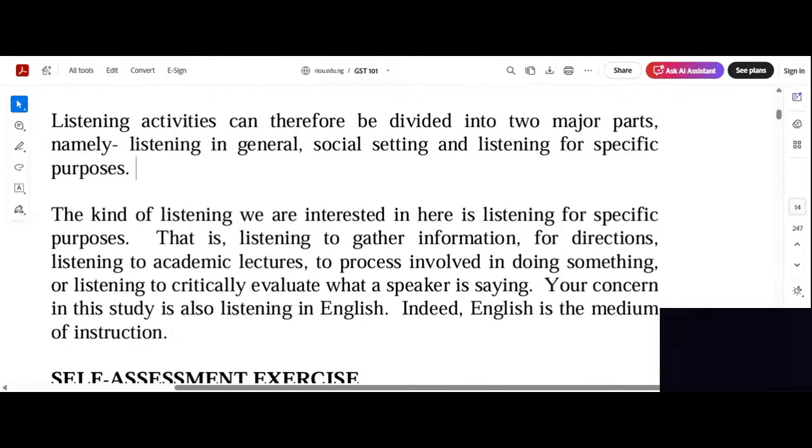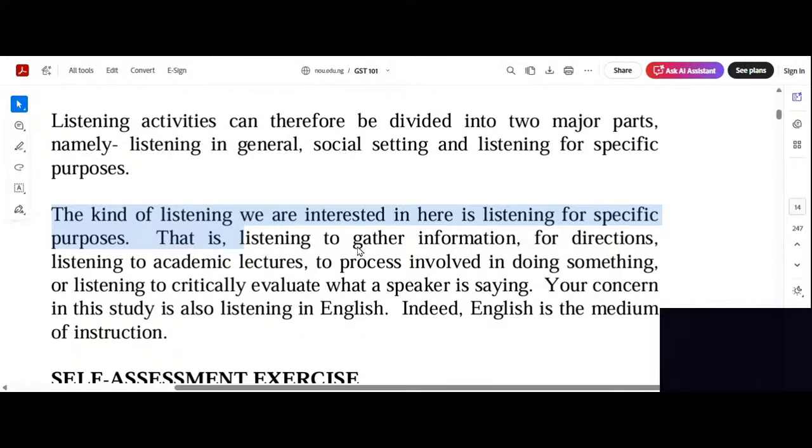So that kind of listening is listening in general. The kind of listening you do in the marketplace is listening in general. That is the difference between the two. The kind of listening we are interested in here is listening for specific purposes.